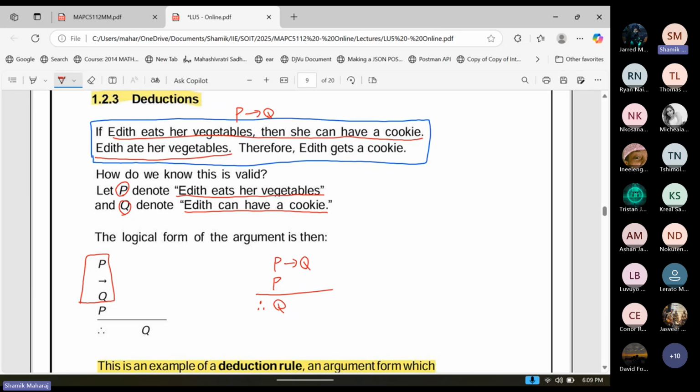Yeah, so the "therefore" is very important. That is the conclusion, right? Whatever's on top are the premises. What's at the bottom is the conclusion. Okay, so formulating this is the first part.